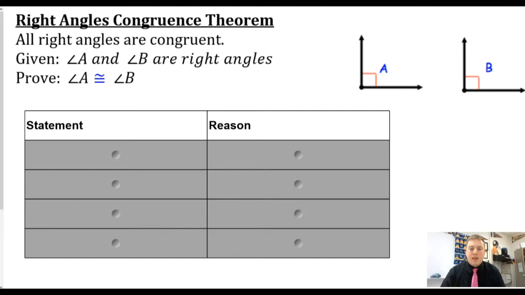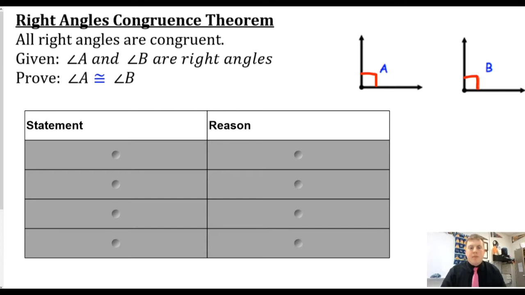So we are given that angles A and B are right angles, and we're asked to prove that angle A is congruent to angle B. So just a reminder with that given information, we are given that angle A and B are right angles, and just in case you forgot, we use that little box on our angles to indicate a right angle. Anytime you see that, you know that that angle is going to be a right angle.